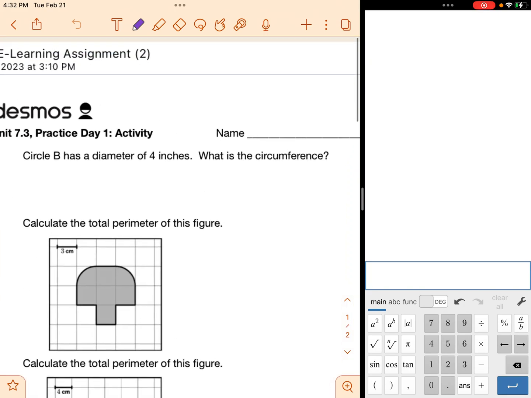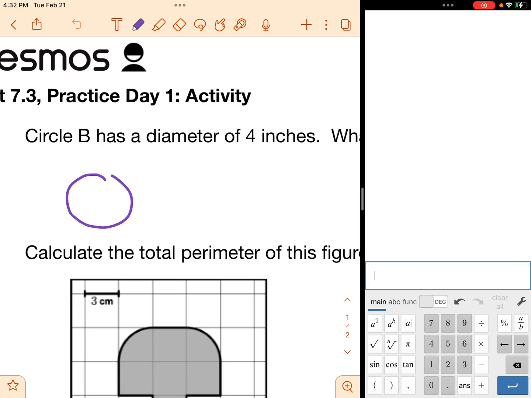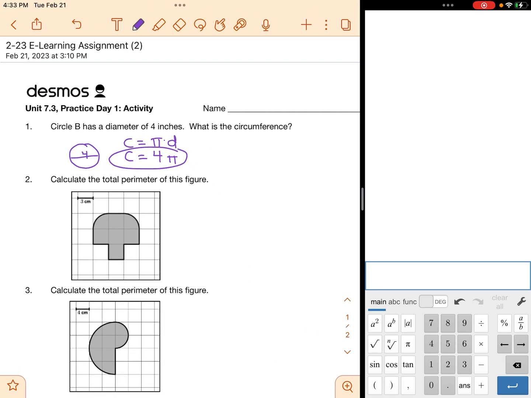Number 1 says circle B has a diameter of 4 inches. What is the circumference? So I like to always draw a circle. My diameter, remember, is all the way across, and that's 4. So remember, to find circumference, it's pi times our diameter. So our circumference is 4 pi. And that's your answer. If you want to calculate it out, you can, but that works just fine.